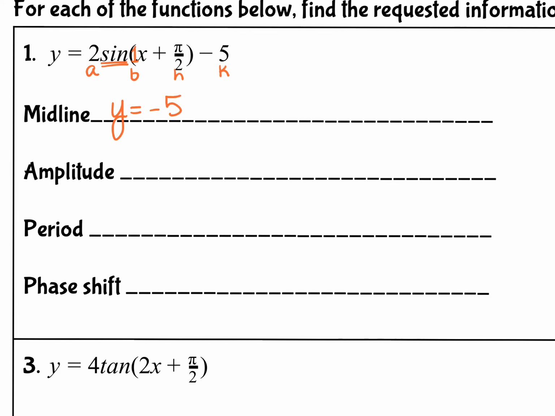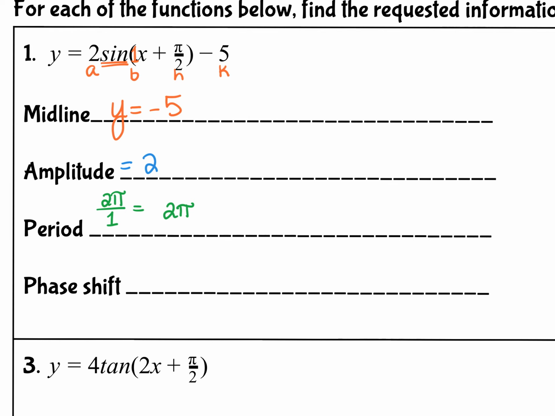The amplitude is going to come directly from A. So our amplitude, I guess I don't have to write it since it's right there, is just 2. The period of the function is going to come from our b value, and we take our default period, which for sine is 2 pi, and we divide by b, which is 1. Well, that just ends up being 2 pi. We didn't change the period at all.